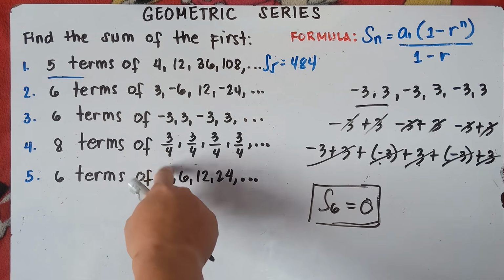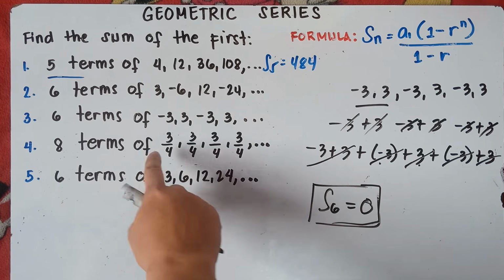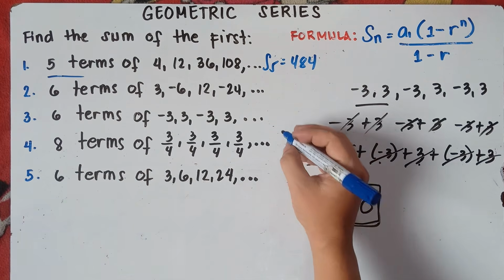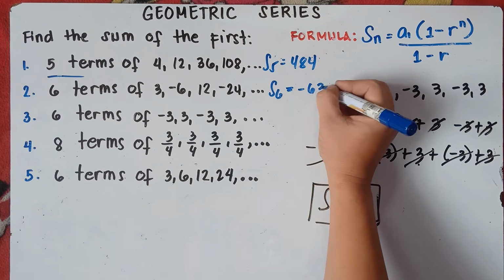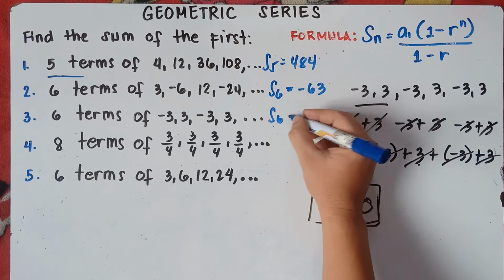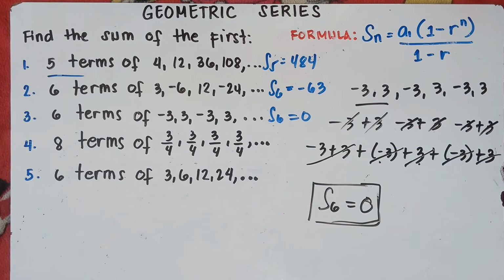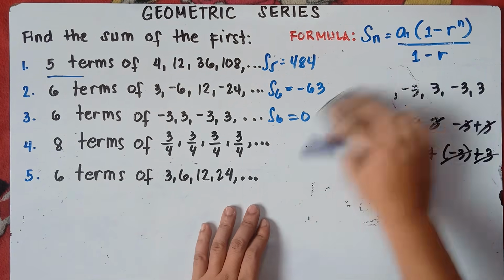You check, class, the sequence. So the answer for number 2 is S sub 6 equals negative 63, as we found a while ago, and S sub 6 for number 3 is 0, even if we use the formula. Okay, let's try to use the formula.